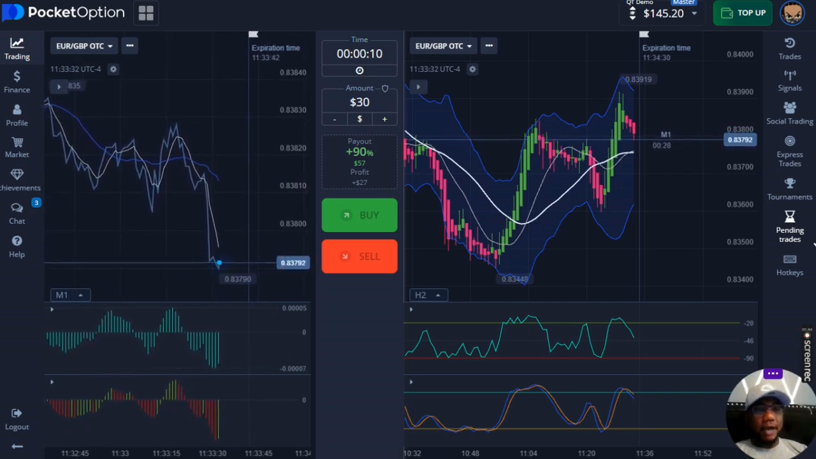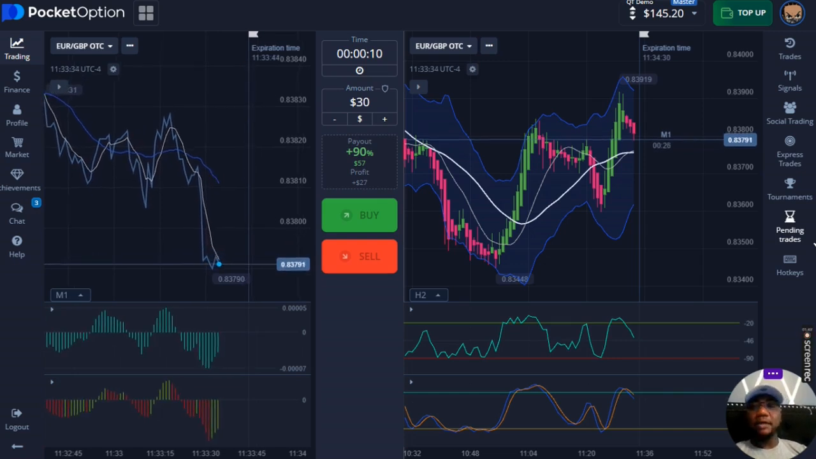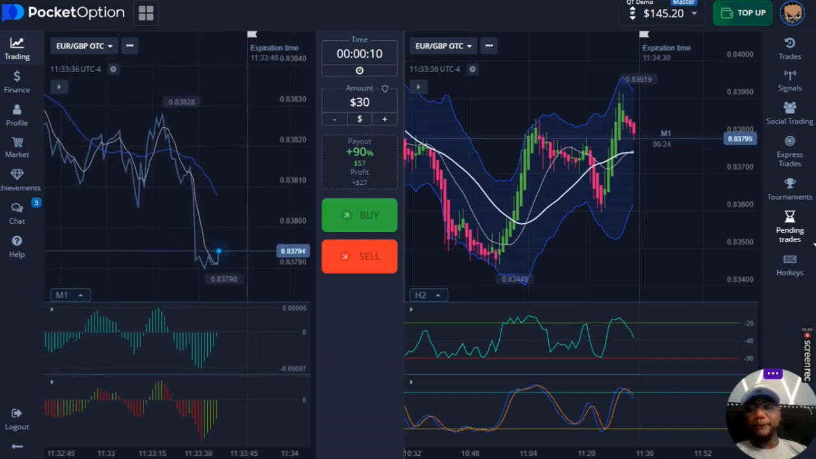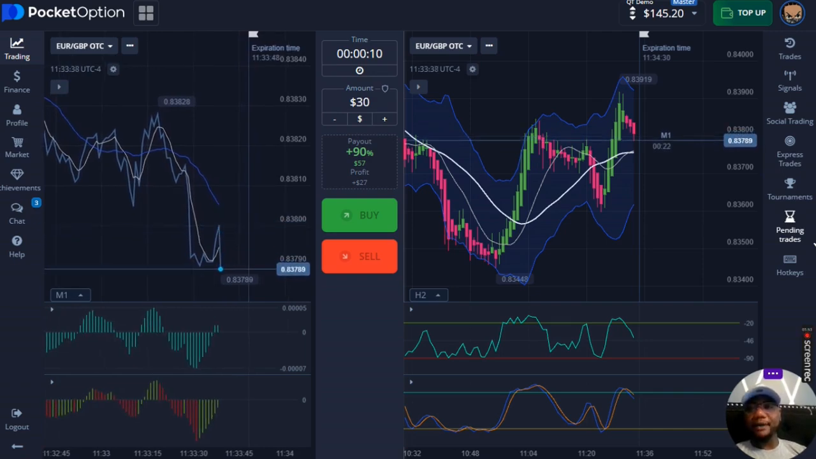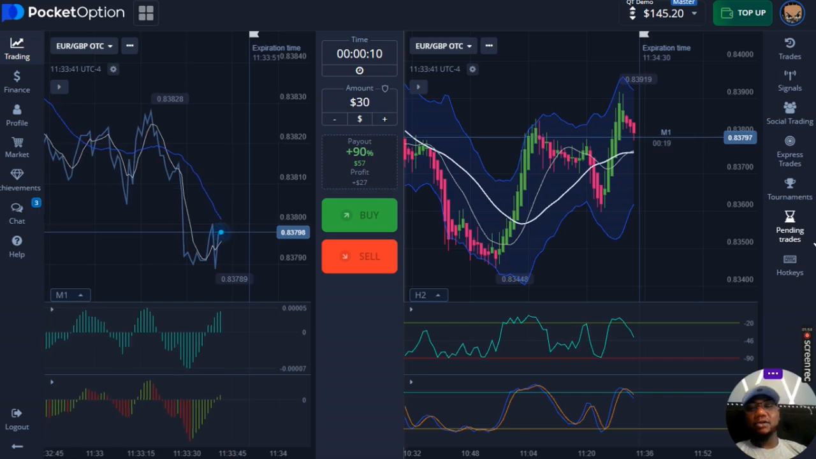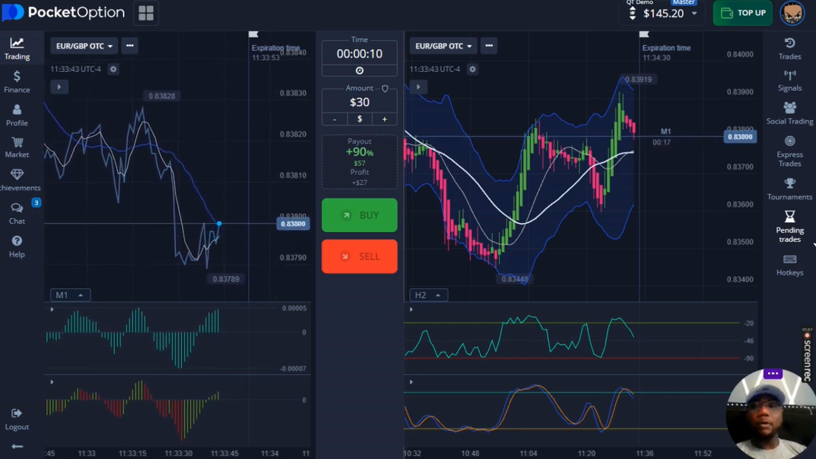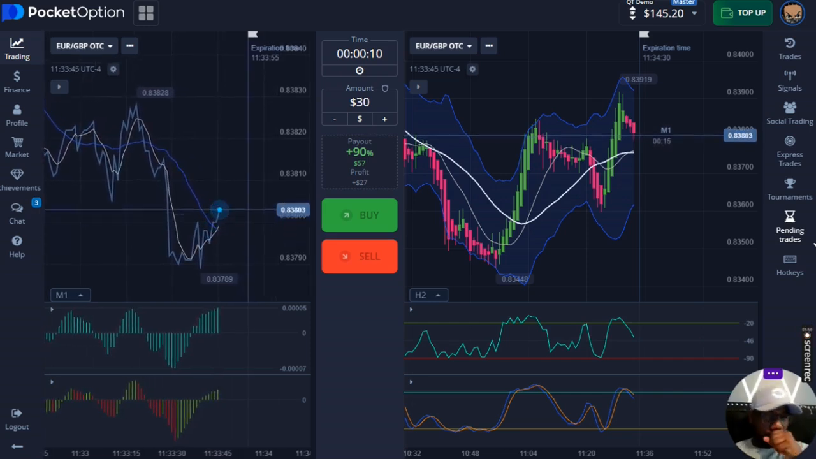I'm using the right hand side of the graph to identify my trend, and then I'm looking for the perfect entry setup here on my left hand side. Now, if you see my demo account and you're wondering why it's 145, excuse me.